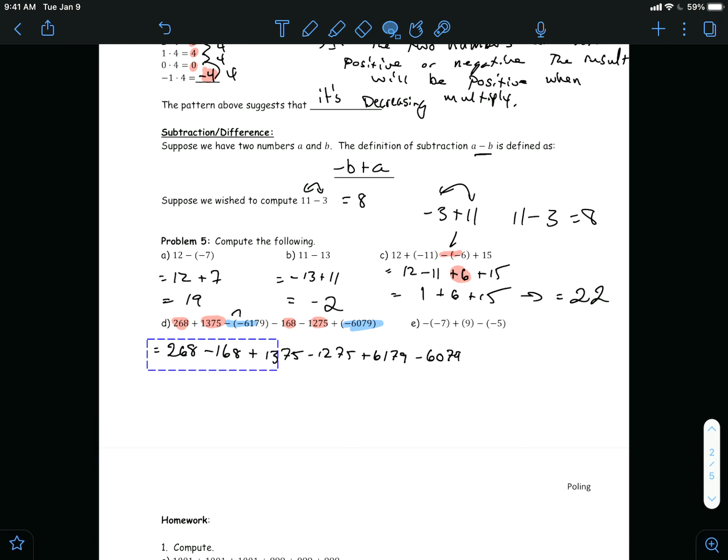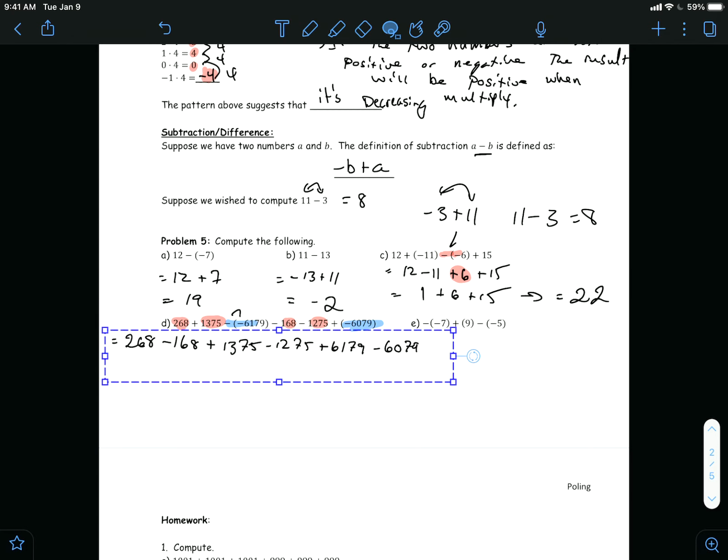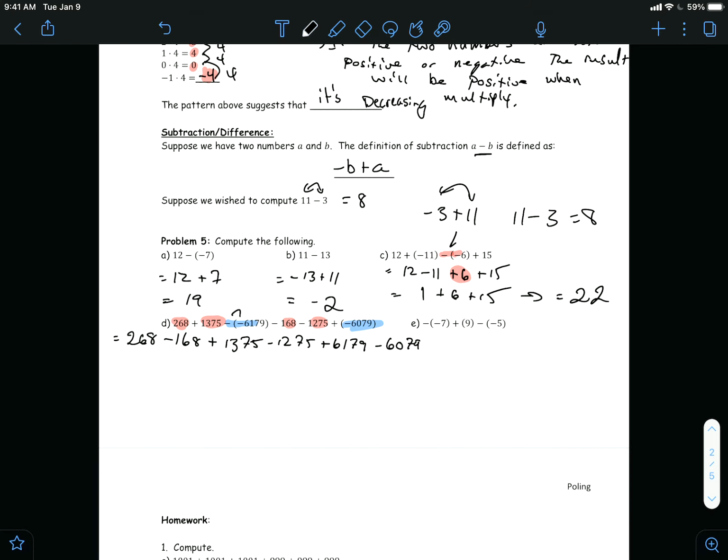I'll move that over so we can save some room for the next question. Okay? 268, take away 168. That sounds like 100 to me. 1375, take away 1275. Also sounds like 100. 6,179, take away 6,079. Also sounds like 100. 300s make a 300.